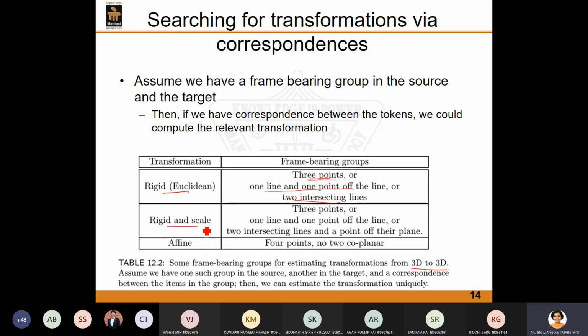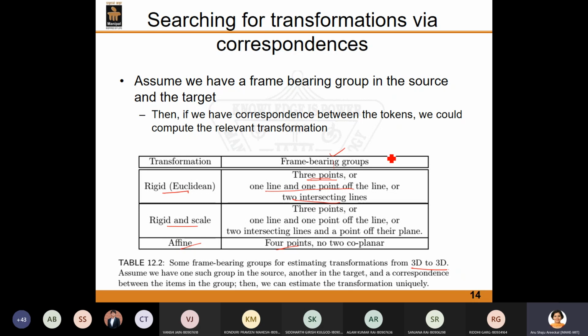In the case of rigid scale, accordingly you have another set of frame bearing groups that can be used. In the case of affine, you need at least 4 points. In the previous case it was 3 non-collinear points. Here you have 4 non-collinear points, etc. So these are what you call frame bearing groups.